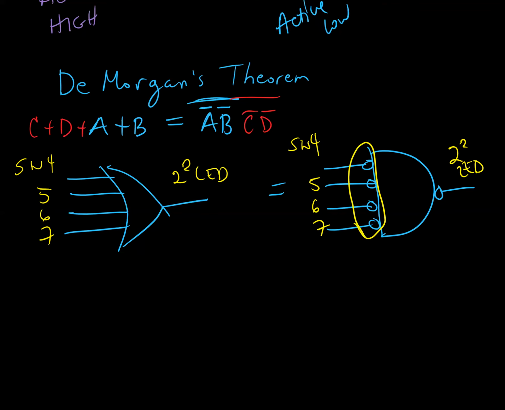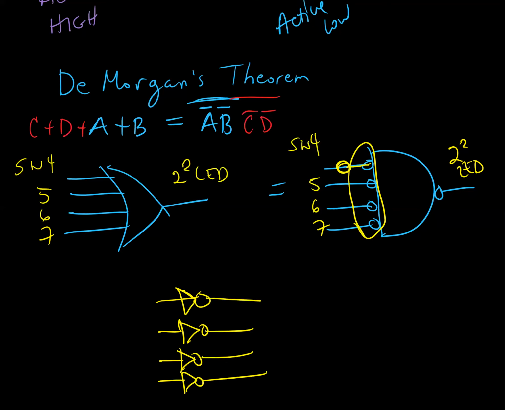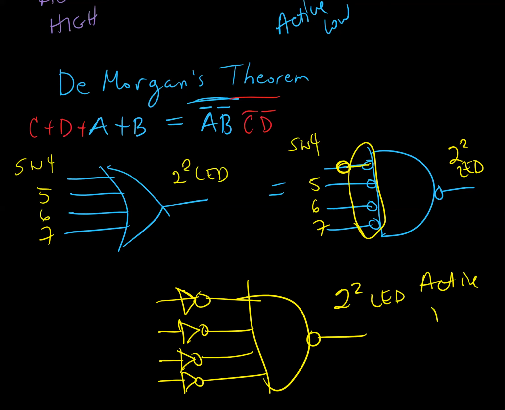And so recall that these inverters, these bubbles are representing inverters, and I could actually draw them separately as inverters. And you can imagine that I'm taking this bubble and sliding it back. Okay, so I'm going to draw that down below where I'm moving the bubbles back and changing them to the inverters that they represent. And then I've got my NAND gate. Okay, and I still have my 2 to the 2 active high LED here. Okay, and we still have our switch 4, 5, 6, and 7 here.